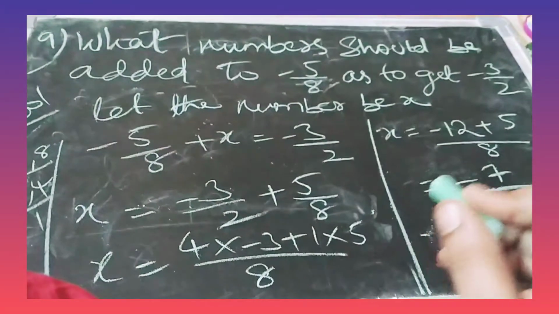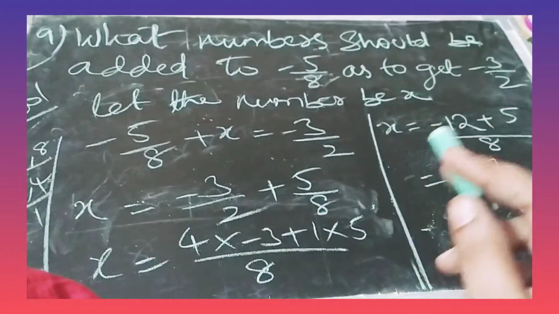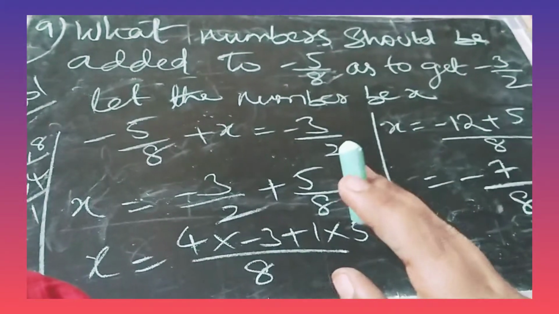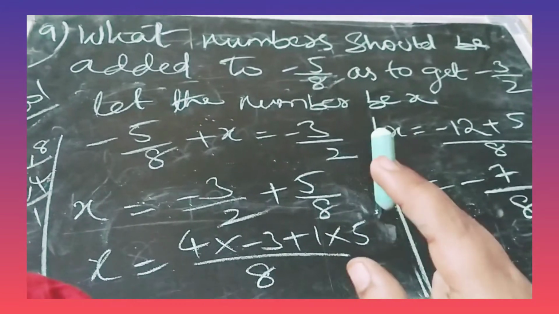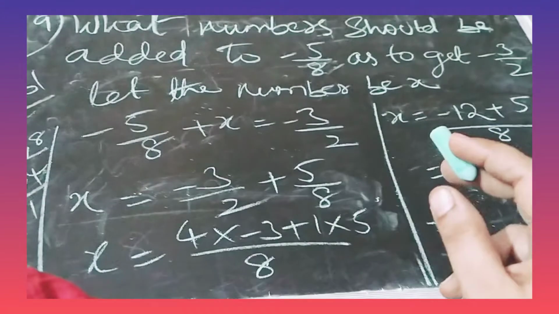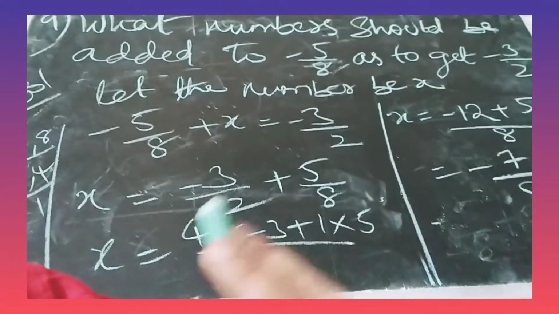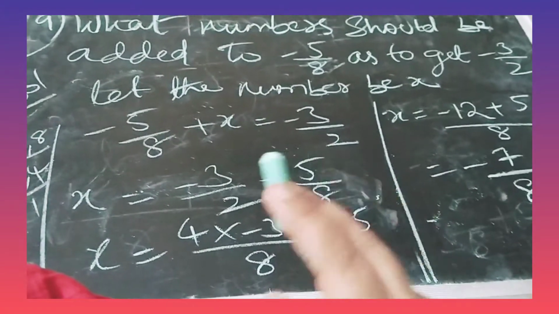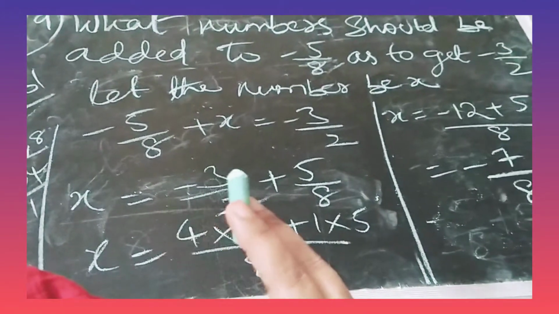And one is, what number should be added to minus 5 by 8 as to get minus 3 by 2. So we don't know the number. Okay, we don't know what number should be added to minus 5 by 8 to get minus 3 by 2. So let the number be x. Okay, we are taking the number as x. So minus 5 by 8 plus x is equals to minus 3 by 2. Okay, we are adding minus 5 by 8 with that number.